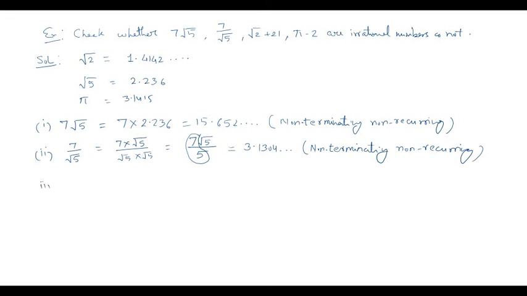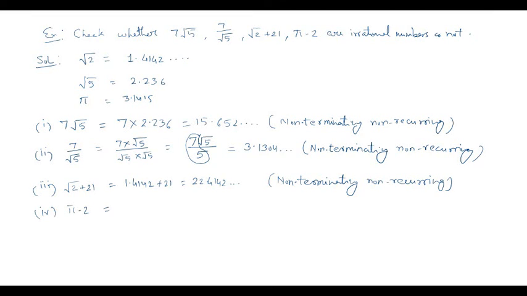Now let's look at the third expression, that is square root of 2 plus 21. That is equal to 1.4142 plus 21, which equals 22.4142 and so on. Again, non-terminating, non-recurring. Again, this is an irrational number since the quotient is not terminating and it is also not recurring.